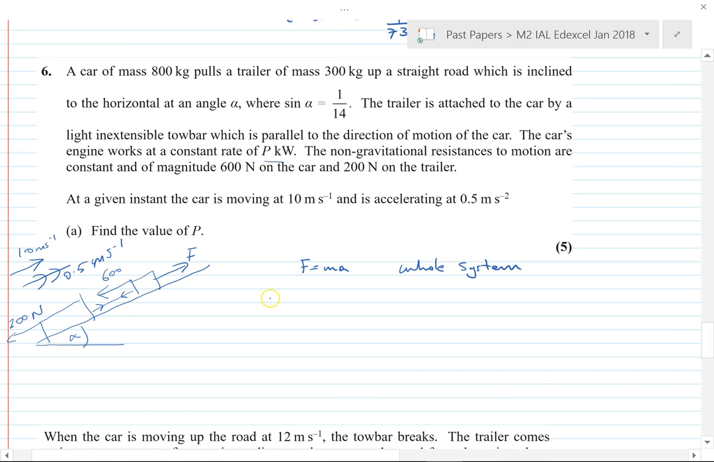So anyway, let's look at the forces up the slope. We've got F, which is obviously the driving force. I haven't marked them on yet, but we've obviously got the two weights going down, or the components of the two weights going down. And because the angle is alpha here, the components will be sine alpha of the respective weights. So the weight of this one is 800g, so the bit parallel to the slope is 800g sine alpha, and also 300g sine alpha for the trailer.